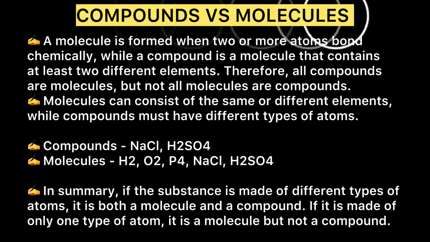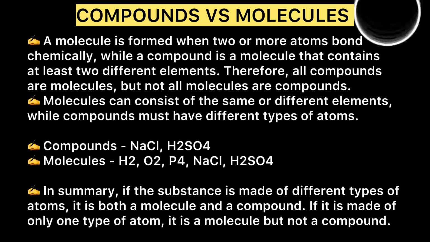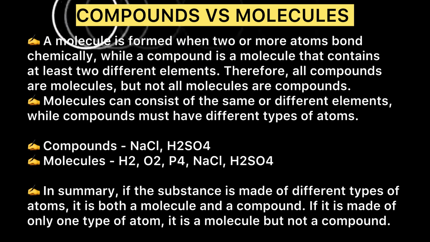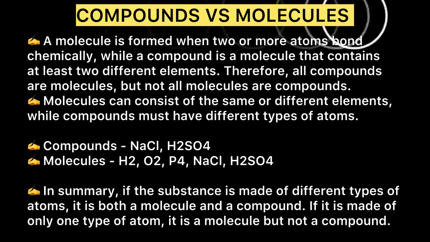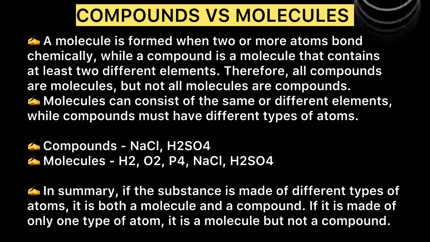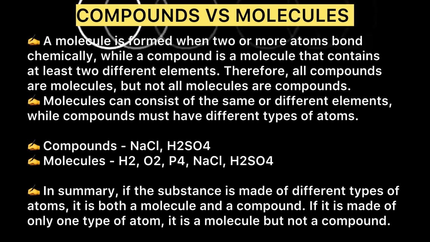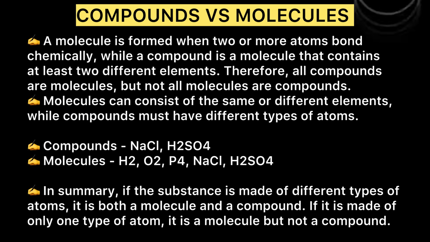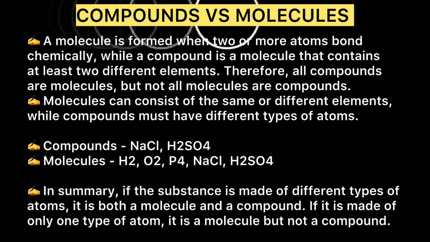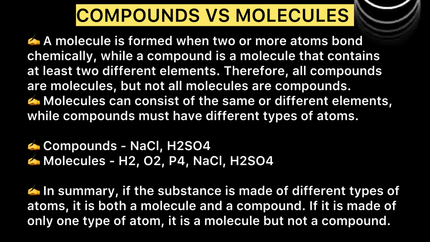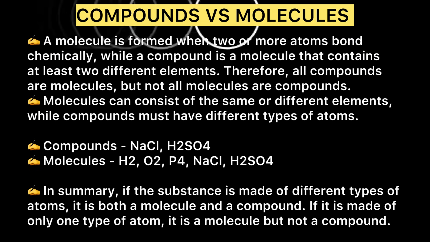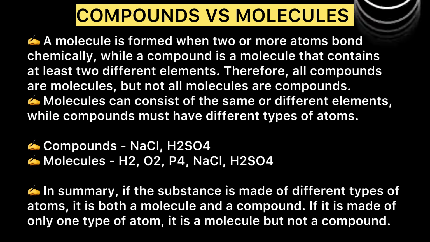Then molecules can consist of the same or different elements, while compounds must have different types of atoms. That's what I'm trying to explain. For instance, now let's use an example. NaCl is a compound. H2SO4 is a compound. Why? Because we have different atoms in these compounds. But for molecules now, I cannot say that H2 is a compound, because I just have two atoms of hydrogen combined to form a hydrogen molecule.